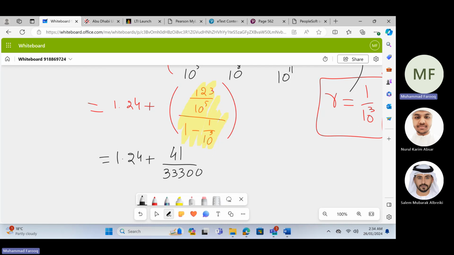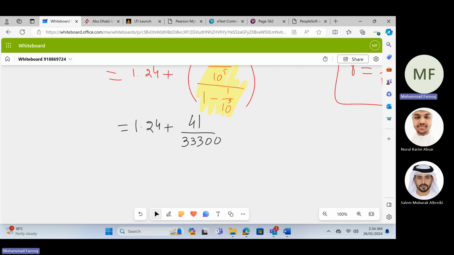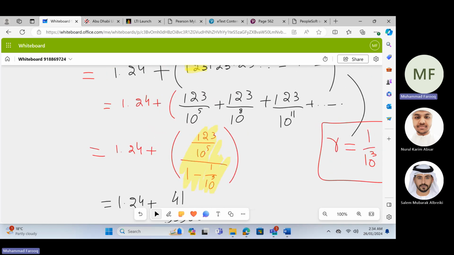Okay. Now please add this answer to 1.24 and get the answer as a fraction. We need the answer as a ratio of two integers, not a decimal. We do it for each and every one, like we did for 10 to the power 5, 10 to the power 8, and so on.